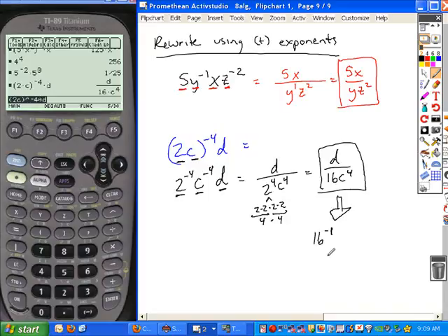16 to the negative 1 represents this 16 being in the denominator. C to the negative 4, D. So this right here is an alternate form of the solution. Obviously it's not the correct answer if it asks you to write it using a positive exponent, but it is an answer that represents this whole expression.